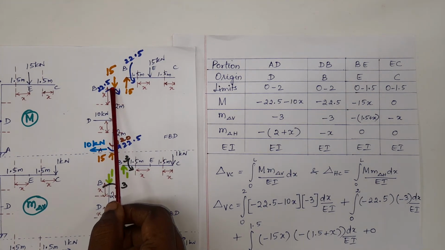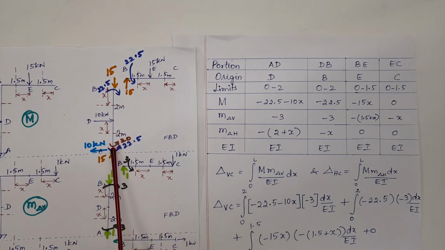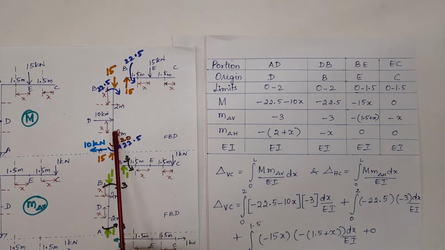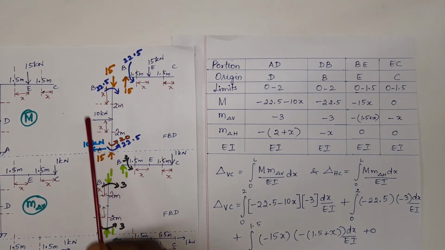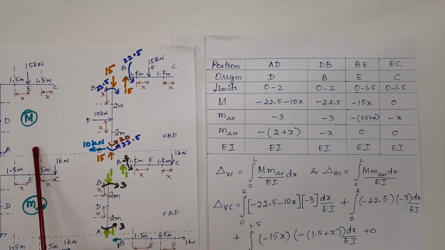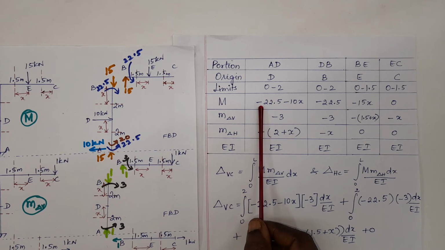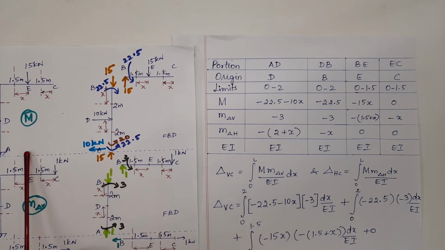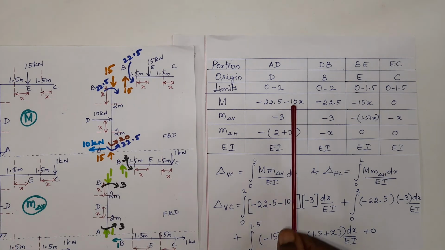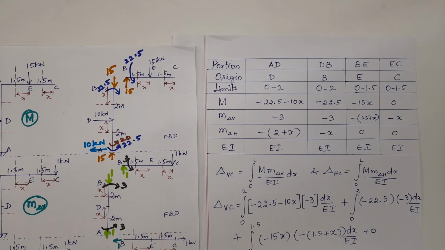Next, proceeding to the last segment DA. Whatever is the reaction from B has to be taken. If any load, even that effect has to be taken. 15 is axial, no moment. 22.5 pushes the column out, so minus 22.5. 10 into X again pushes the column out if it is taken towards a section, so minus 10X.